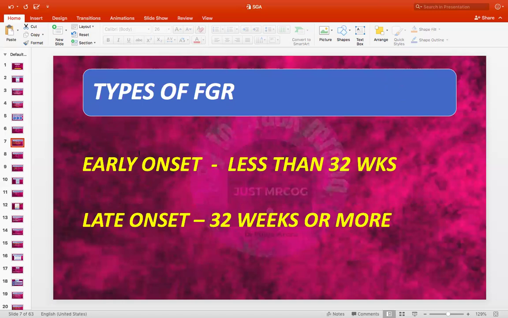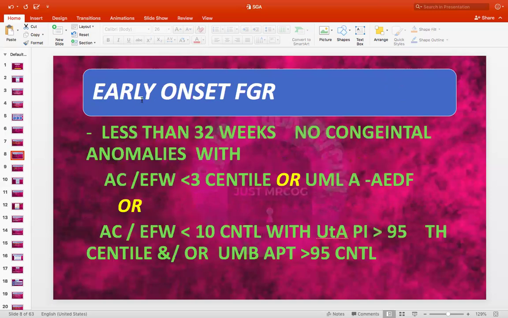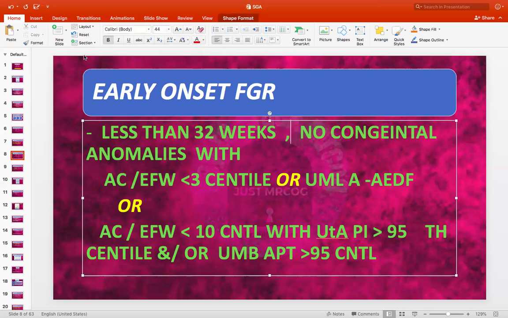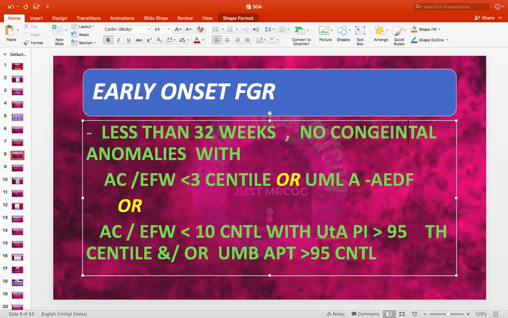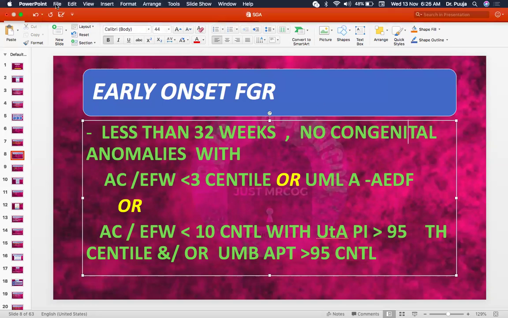Types of FGR: there is early onset, when it is diagnosed at less than 32 weeks, and late onset, when it is diagnosed at 32 weeks or more. What is early onset? The first criterion, which we have already discussed, is less than 32 weeks, and there is no congenital anomaly. So less than 32 weeks, no congenital anomaly.